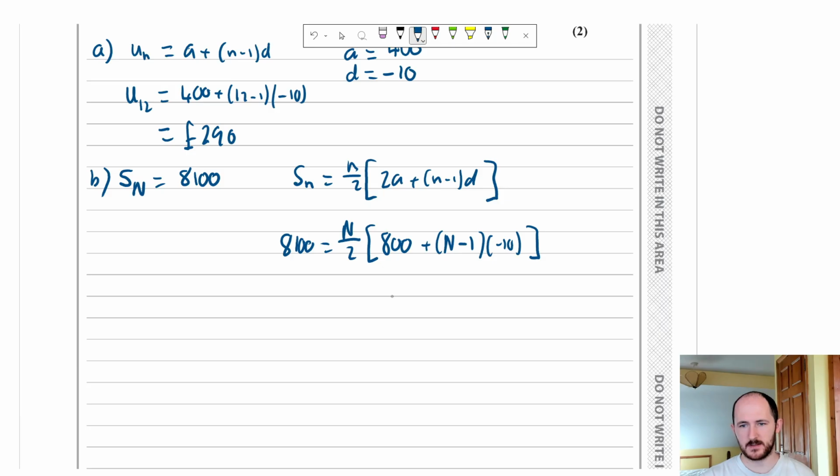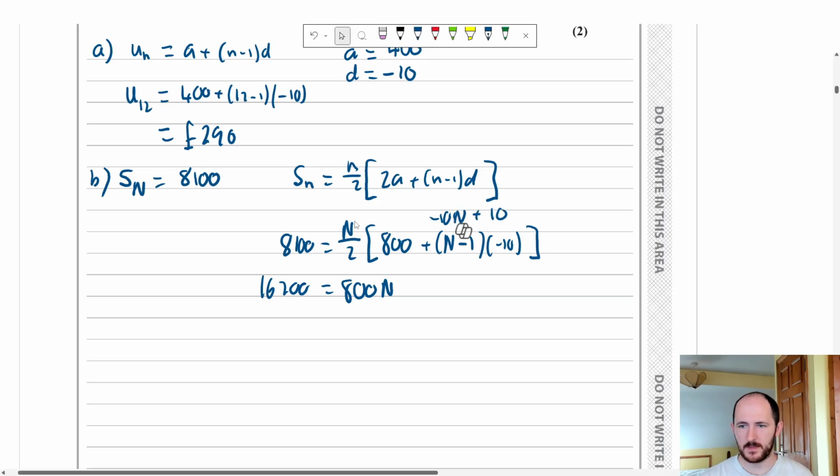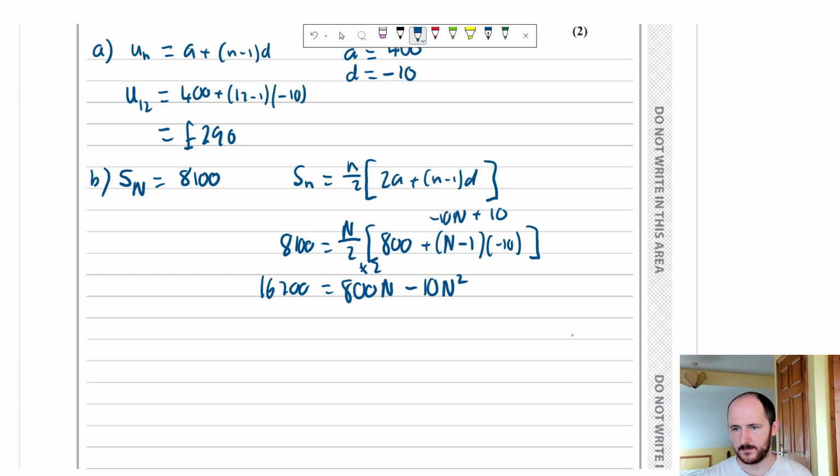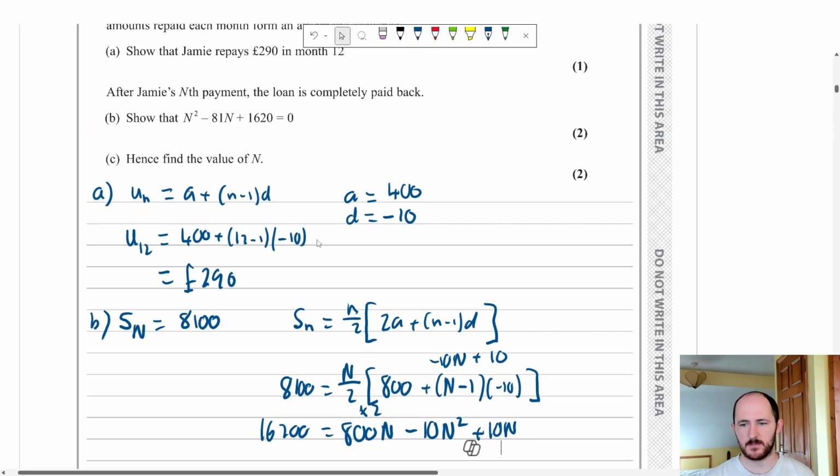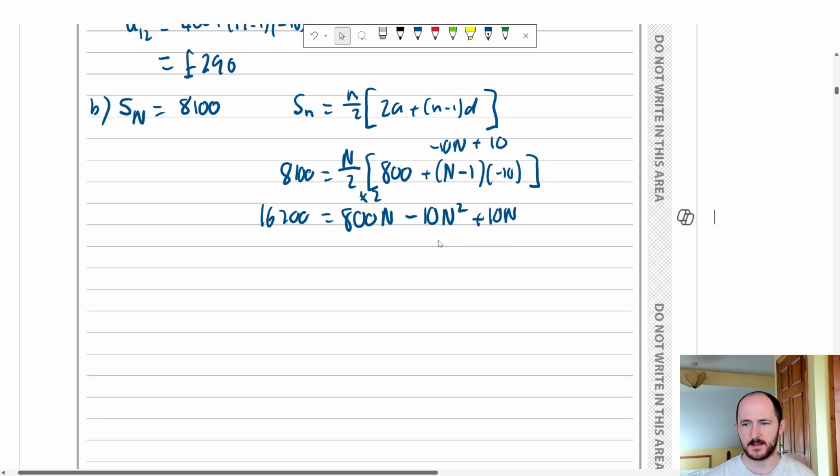I'm going to times both sides by 2 to start with, so that's 16,200 equals 800n, and then from here we get minus 10n plus 10. If I expand that, we have minus 10n squared. Don't forget, I've timesed everything by 2, that's why I'm not including the half in this. And then we get plus 10n. Now if we move everything to the left-hand side, that's 10n squared.